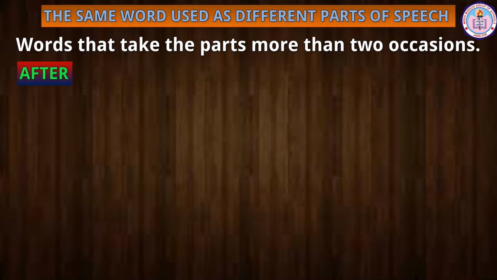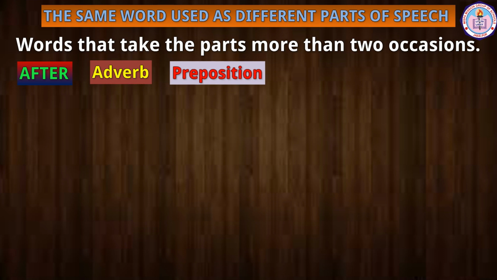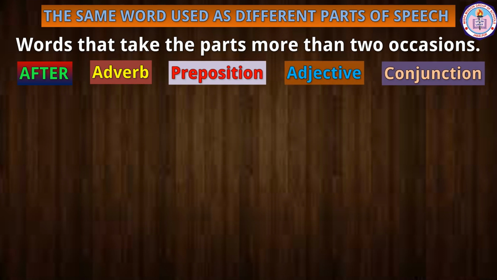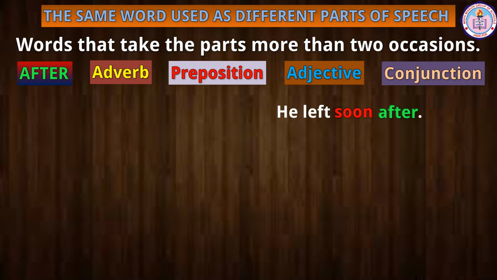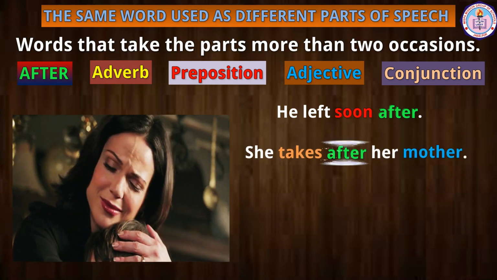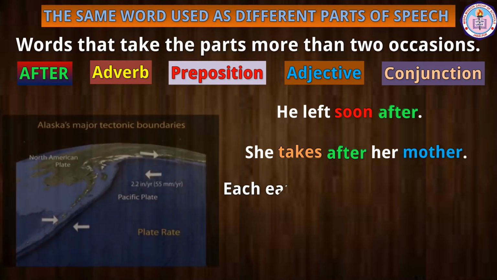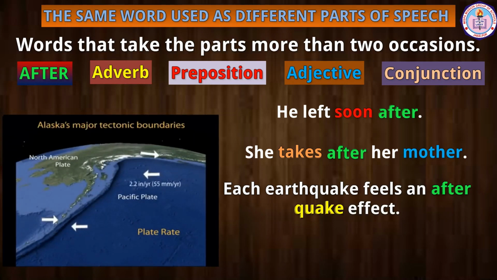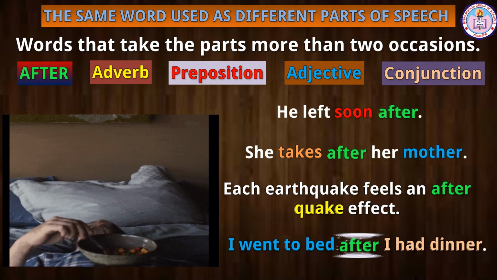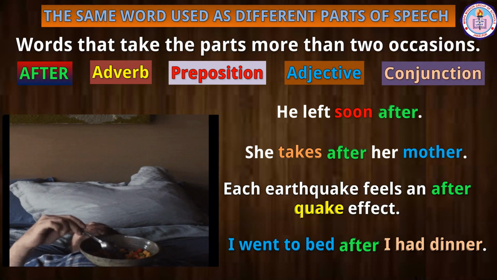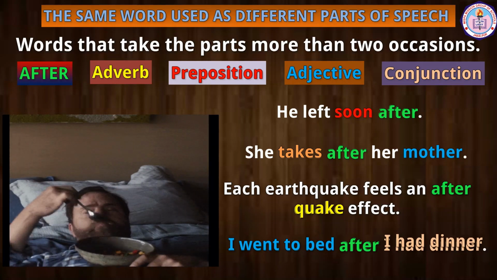After. The word after can be used as an adverb, a preposition, an adjective, and a conjunction. He left soon after. Here, after plays the role of an adverb because it modifies another adverb, soon. She takes after her mother. Here, after is a preposition as it relates two words, takes and mother. Each earthquake feels an afterquake effect. Here, after acts as an adjective of the noun quake. I went to bed after I had dinner. Here, after links two clauses as a conjunction, joining I went to bed and I had dinner.